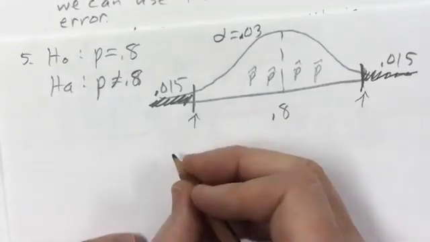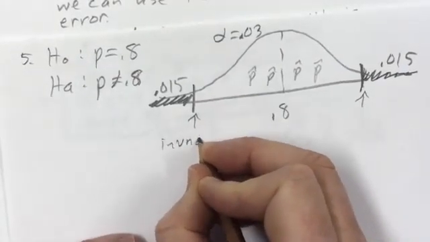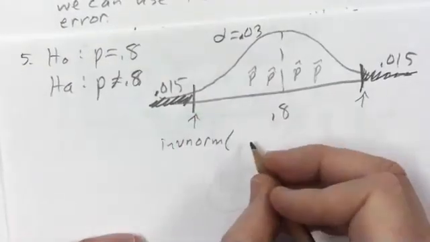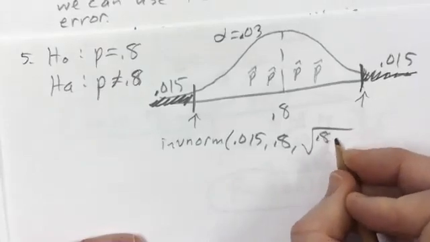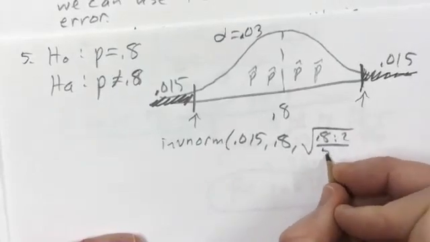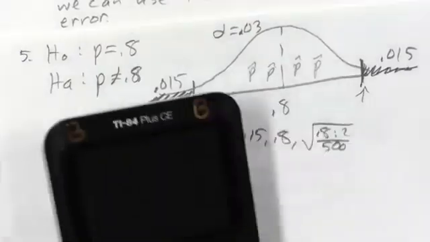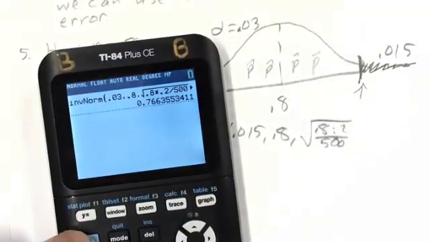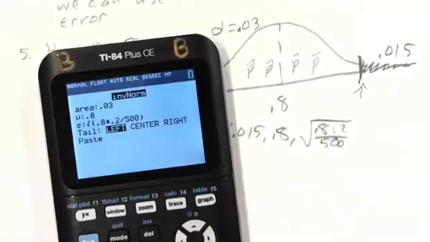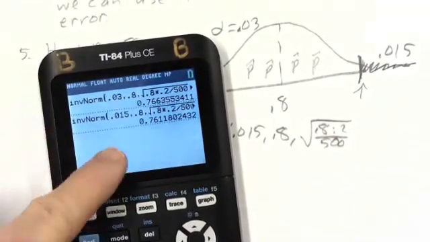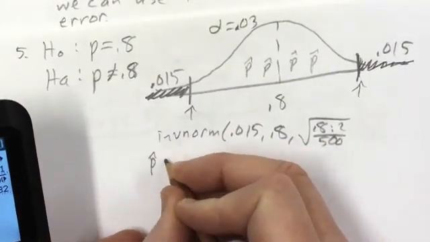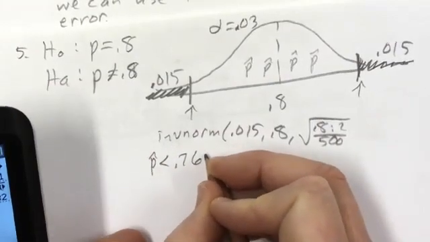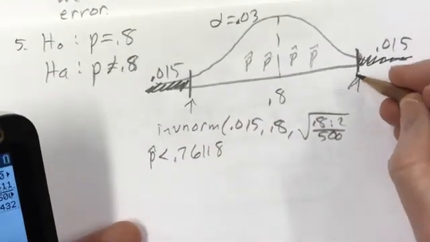Inverse norm. So we will say inverse norm of 0.015 and then the same mean and standard deviation, square root of 0.8 times 0.2 over 500, right? Yes. Okay, so let's see what that is. So we would say second distribution, inverse norm, 0.015, same mean, same standard deviation. And so we get 0.76118. So that one, so anything less than 0.76118.